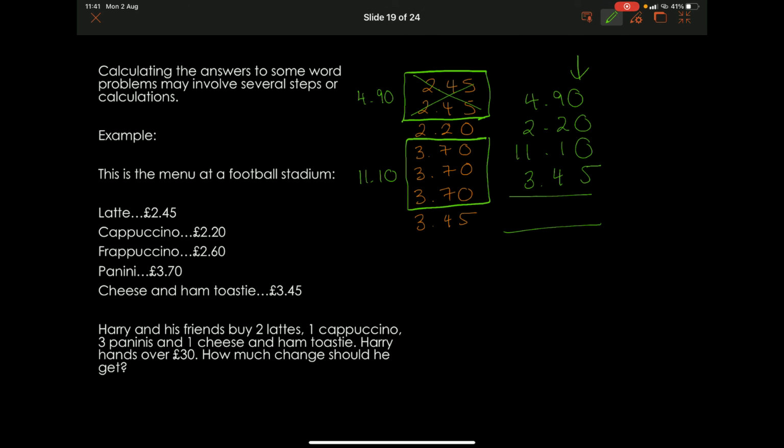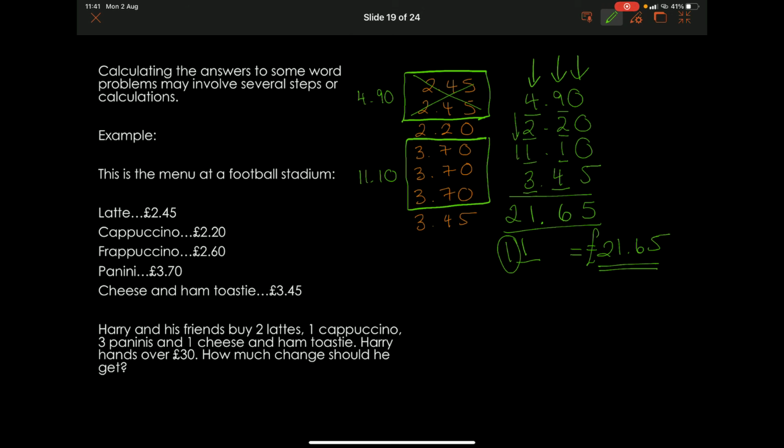So this column is 0, add 0, add 0, add 5, which is just 5. This column is 9, 10, 11, 12, 13, 14, 15, 16. Remember, 16 is 6, 10 and 6, so we carry the 10 over. This column is 4, 5, 6, 7, 8, 9, 10, 11. Carry the 10 over, and this column is 1, and then plus this 1 here, which is 2. So your answer is £21.65, which is the price for everything they bought.